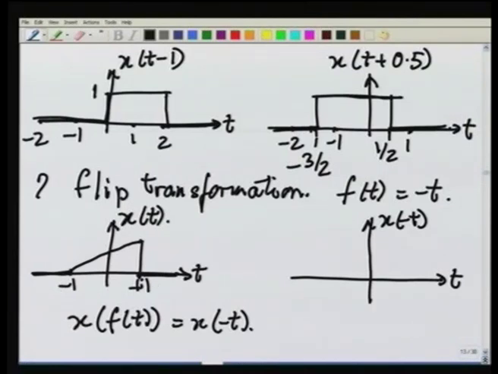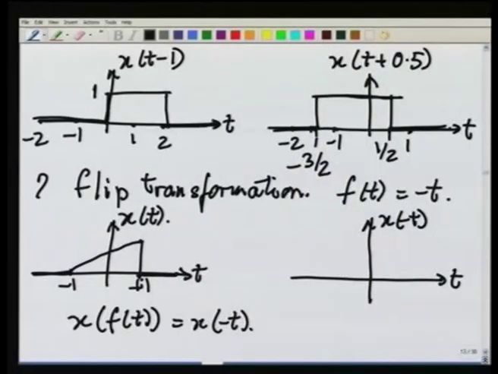We have to see what happens to these salient points under the time transformation x of f of t equal to x of minus t, rather f of t equal to minus t. Now, the argument was plus 1 when x underwent this abrupt transition. If the same happens with the new function as well, that means minus t must be equal to plus 1 for this transition to occur.